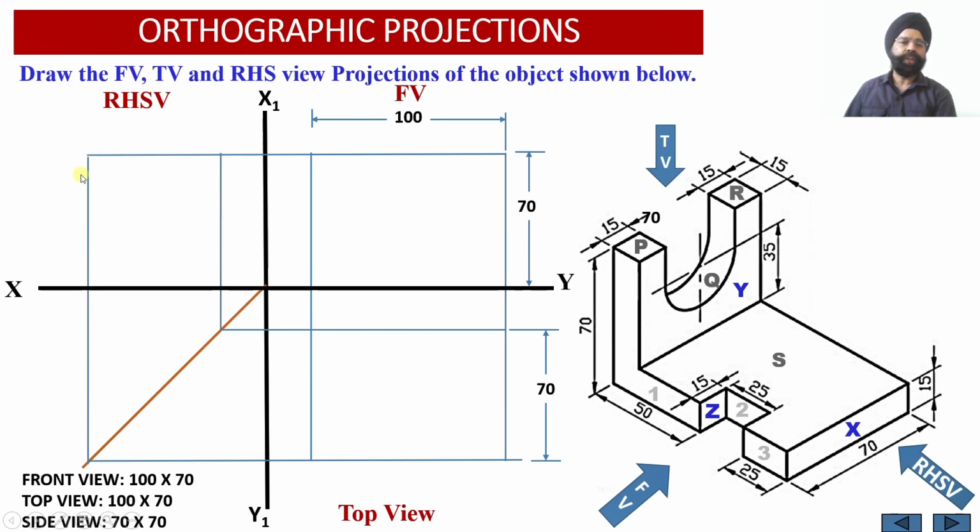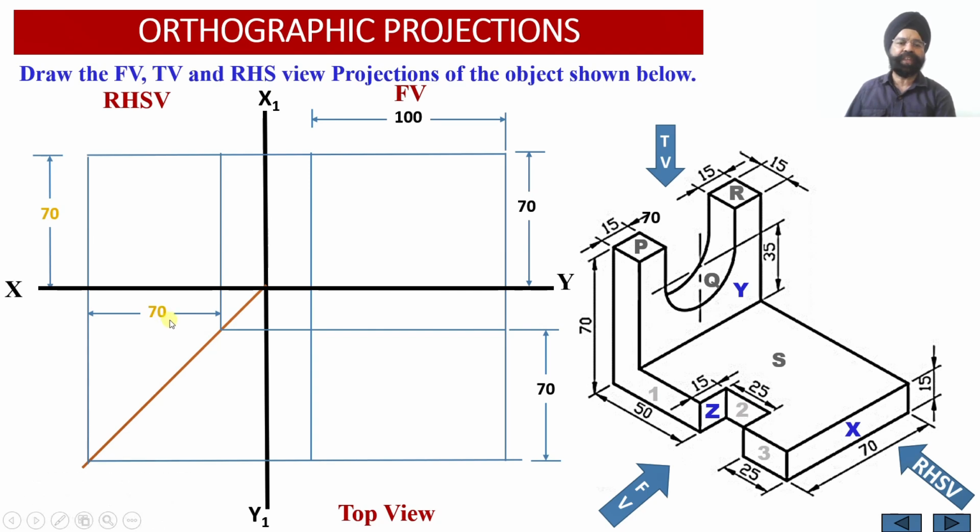So it is only for the purpose of understanding that we have added these dimensions. Otherwise these dimensions were already mentioned in the front view as well as in the top view, but later on we are going to remove these dimensions from the final orthographic projections of the solid. Now since we have obtained the front view face, top view face and the right hand side view face, we will be starting with construction of the front view projections of the solid.